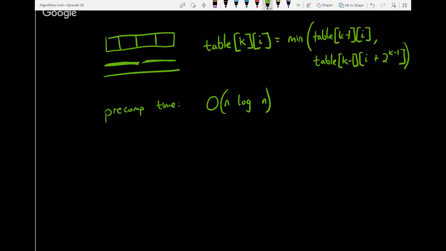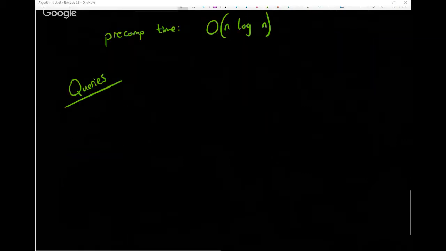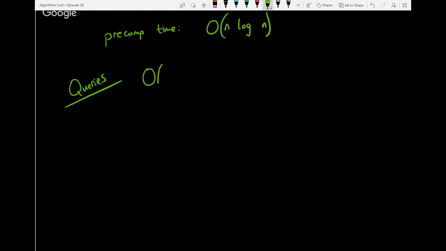So let's talk about queries. And the important thing is, even though this uses more memory than a segment tree, and you build more stuff up, the queries are fast. The queries are going to be O of 1. So we're going to do O of 1 query. So let's talk about how this works.